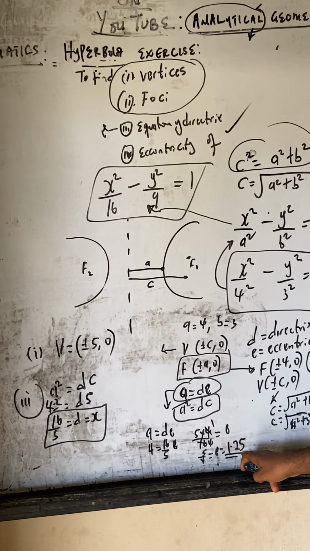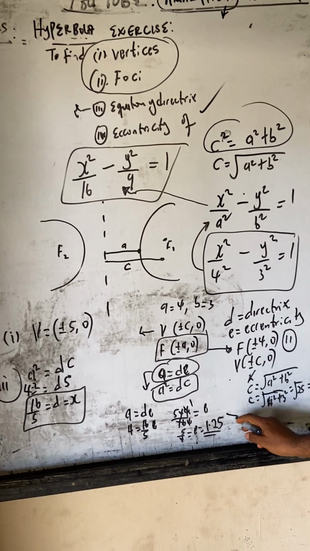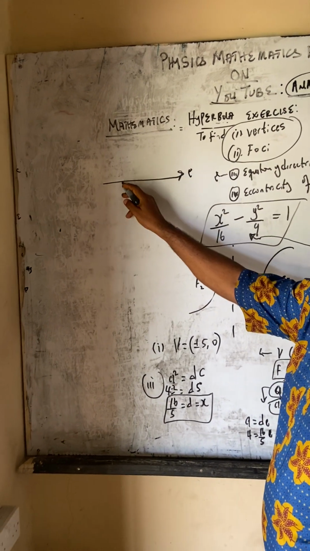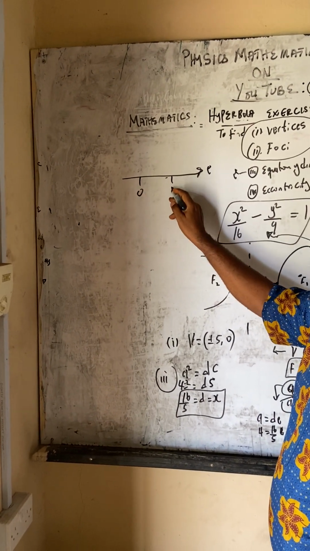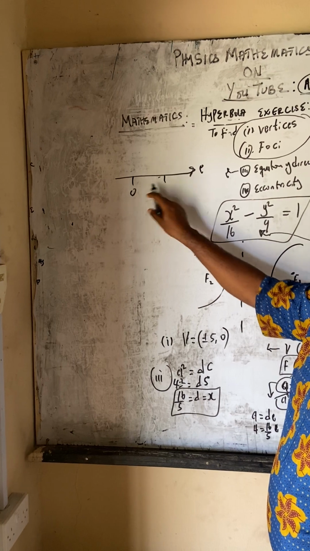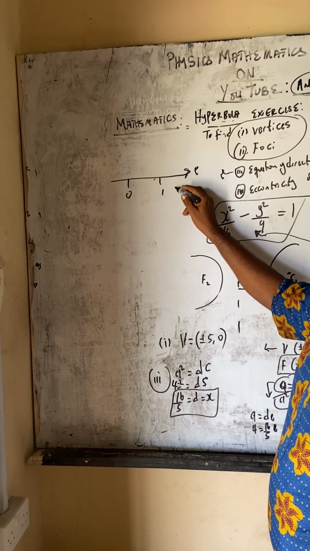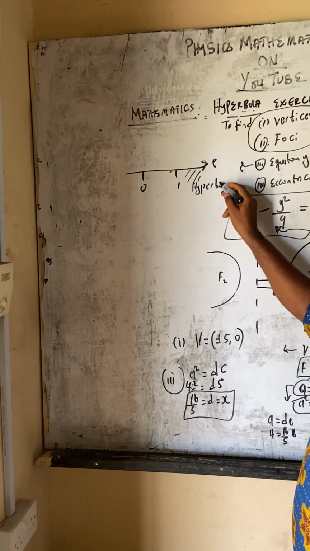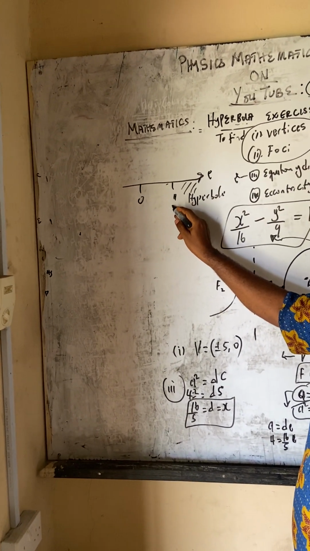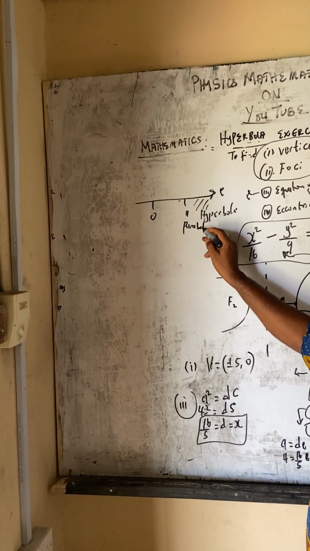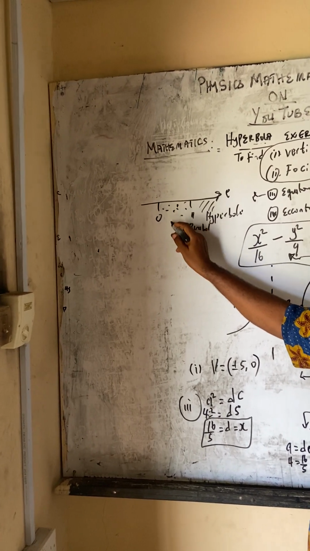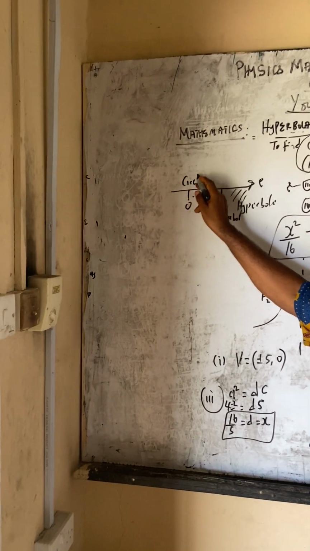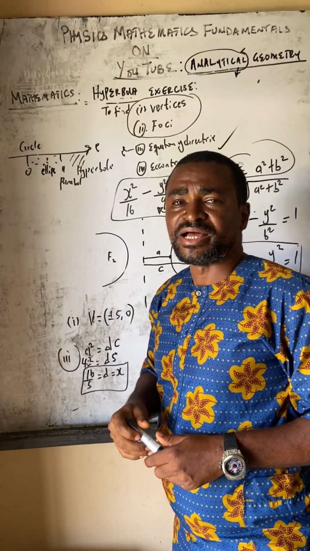Eccentricity is 1.25. So you can see that this eccentricity is greater than 1, based on the relationship of eccentricity. An eccentricity that is greater than 1 is for the hyperbola. The eccentricity that is 1 is for the parabola. Then the eccentricity between 0 and 1 is for the ellipse. Then the eccentricity that is 0 is for the circle. I did this particular one in my last video.